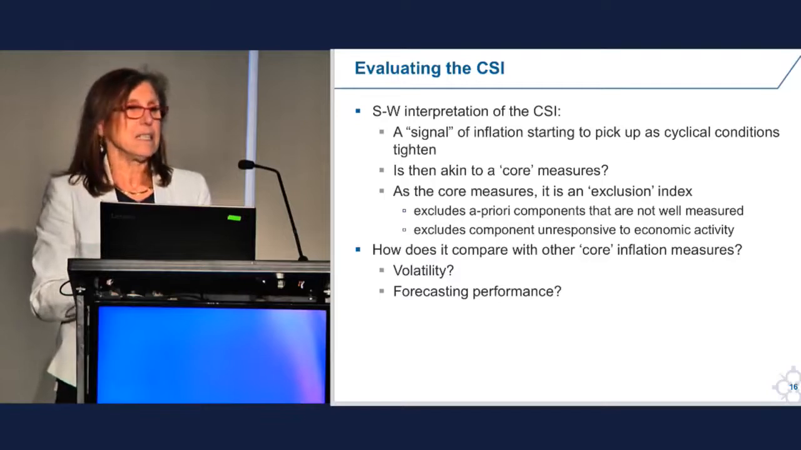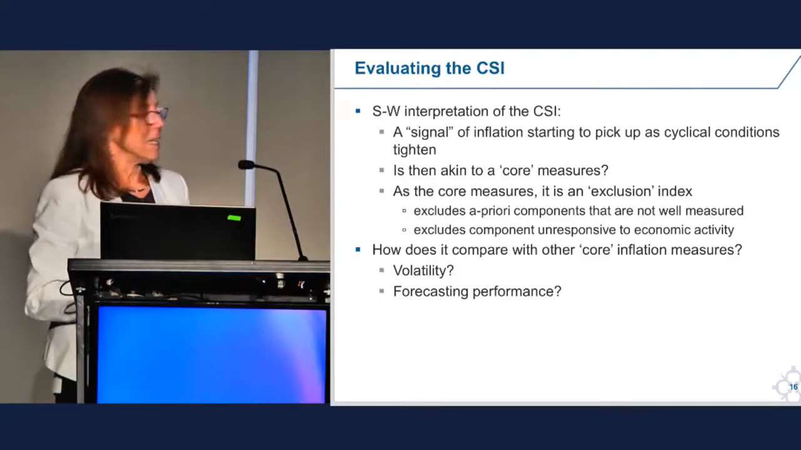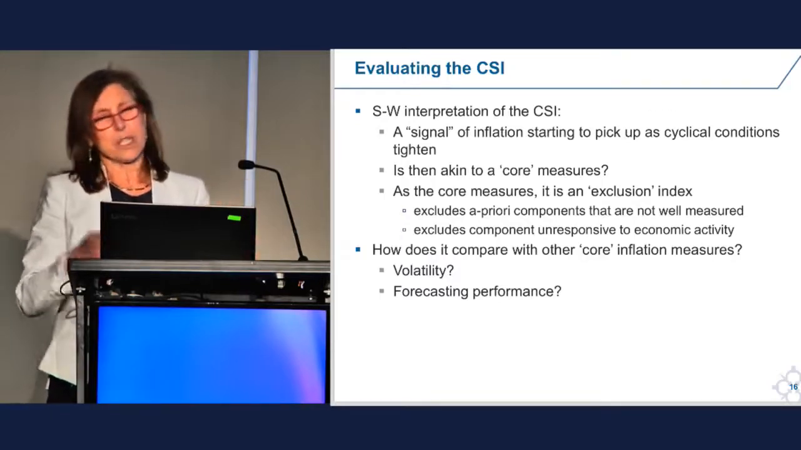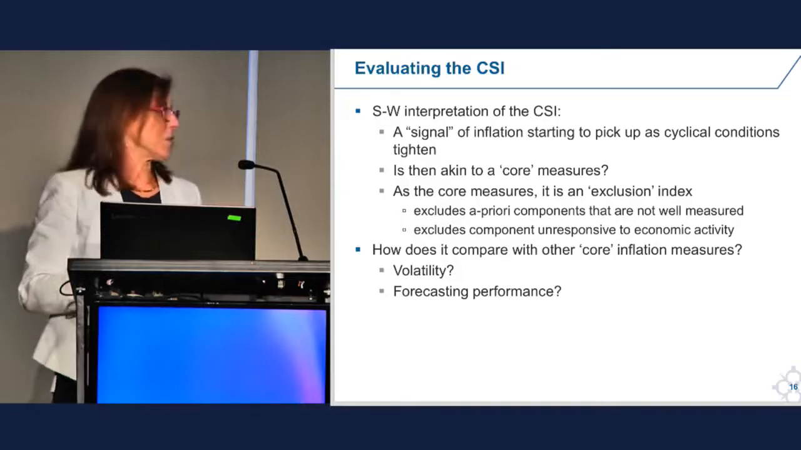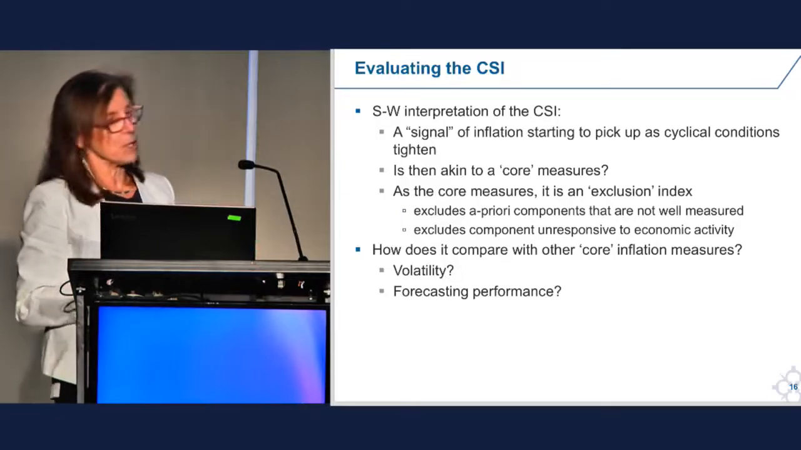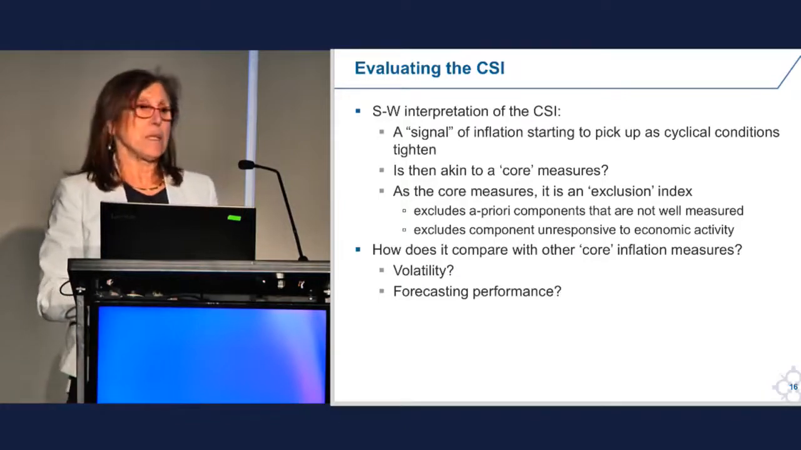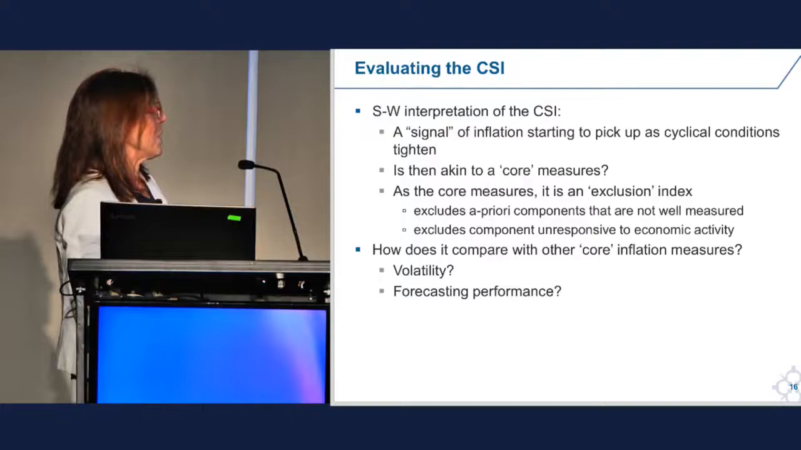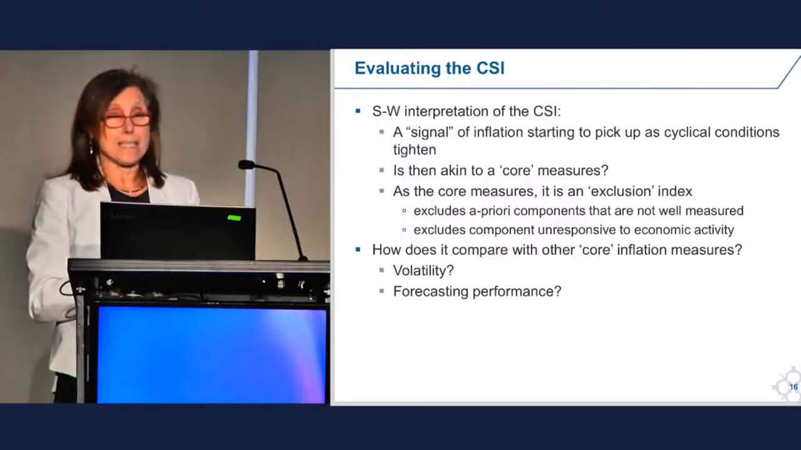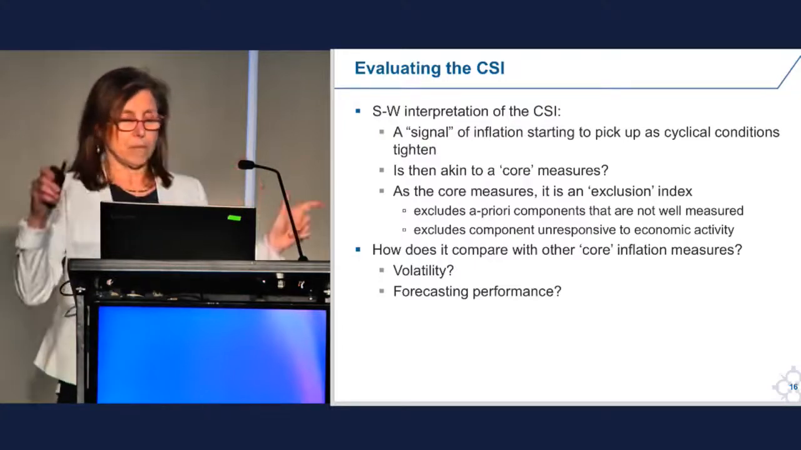If it is, it's like a core index. It's an exclusion index, which excludes some components ex ante, judgmentally, and rightly so, because they're poorly measured, and others because they don't correlate with economic activity. But if it's a core measure, how does it compare with other core measures in terms of forecasting performance? So we know the level we see.